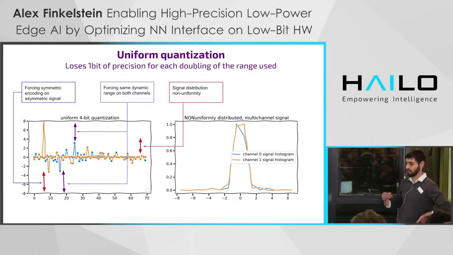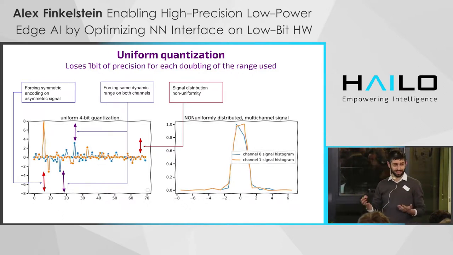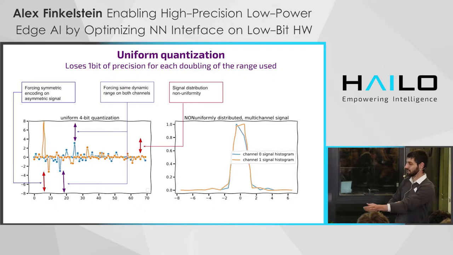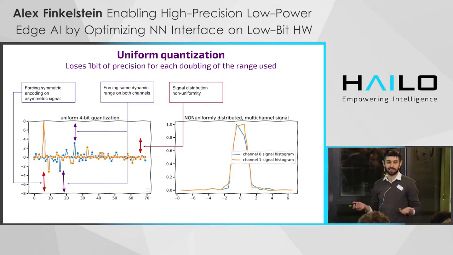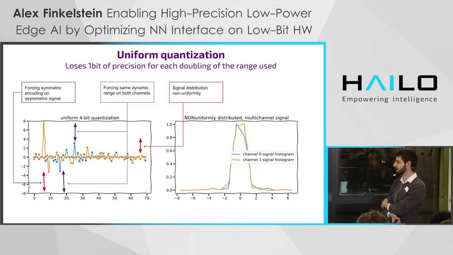Every time we double the dynamic range, for a reason or for a bad reason, we lose 1 bit of precision, and then we suddenly quantize in 7 bits instead of the 8 bits that we wanted. It can happen because of different reasons that you see here, and we'll see every one of them come back in the context of neural networks.